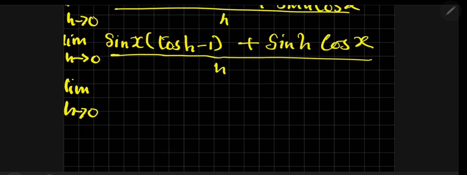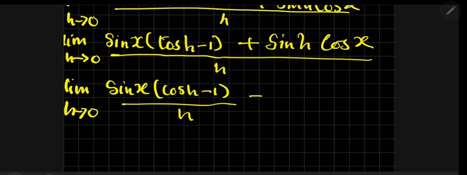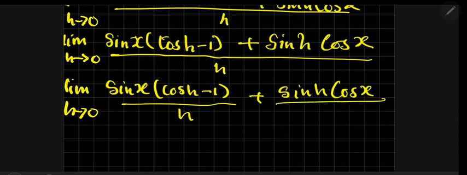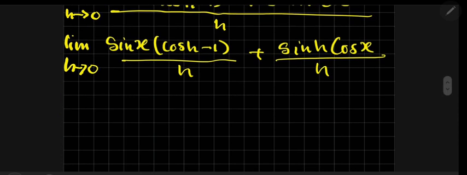So now we can split this fraction that we have here, so that h divides this expression there only, and h divides that expression there only as well. So we will have sine x multiplied by cos h minus 1 divided by h, plus sine h cos x over h. Alright.